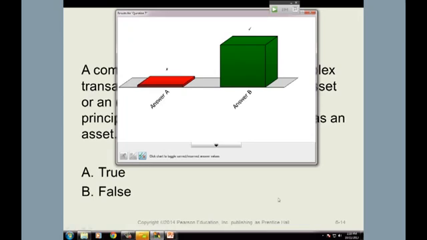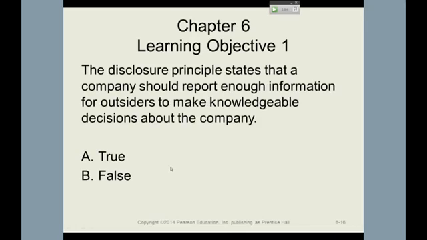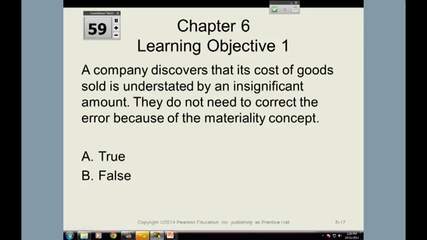Okay, last one. Company discovers, and again, it is 2:19, so this one will take us right to 2:20. The company discovers that the cost of goods sold is understated by an insignificant amount. They do not need to correct the error because of materiality. This is an attendance question, basically.